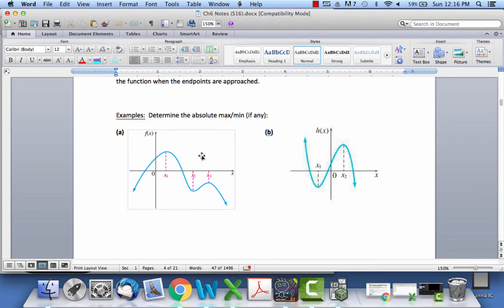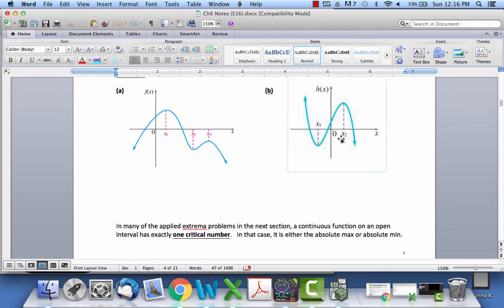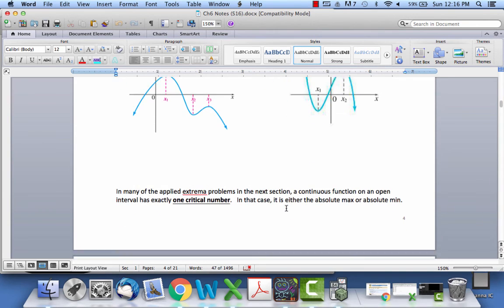If I draw a line across here, there's nothing ever above it. But there is no absolute min because those arrows point down. Here, I can't have an absolute max because that arrow points up, and I can't have an absolute min because that arrow points down. So I just have these local ones.